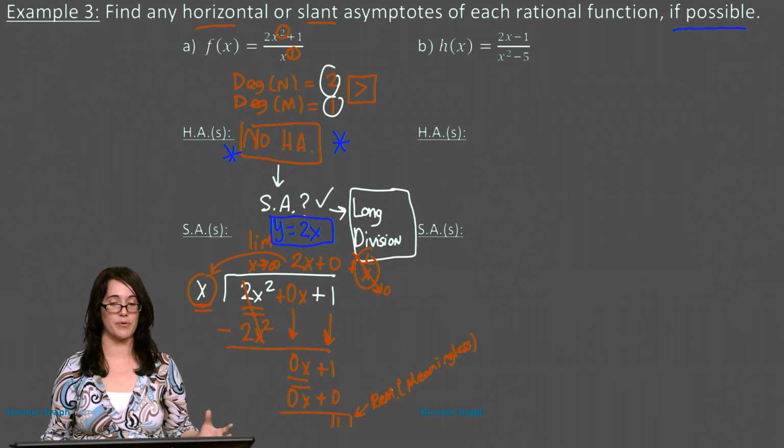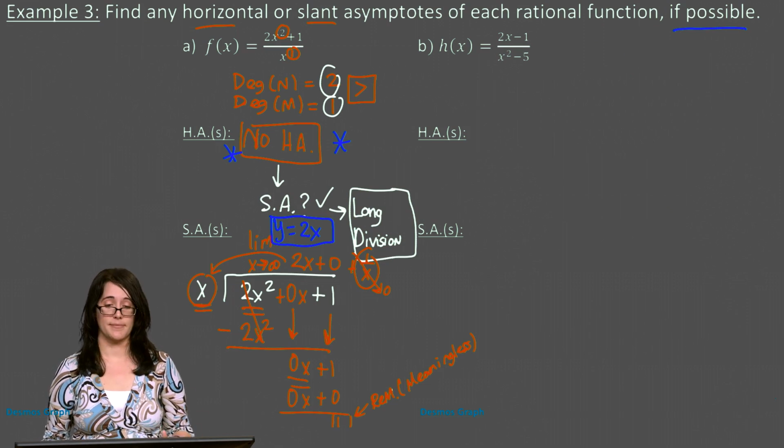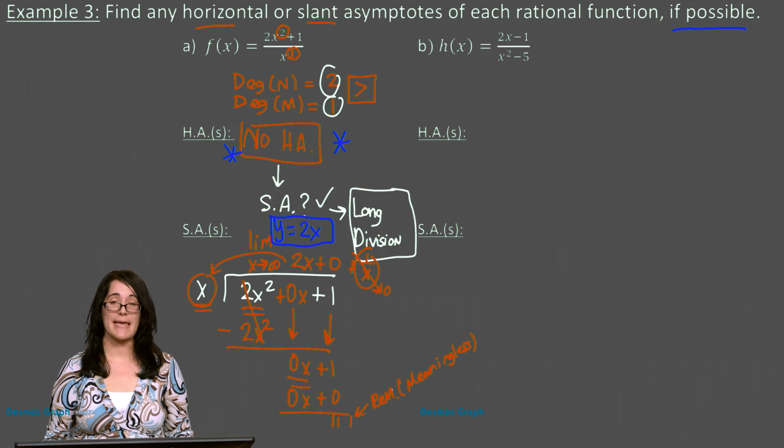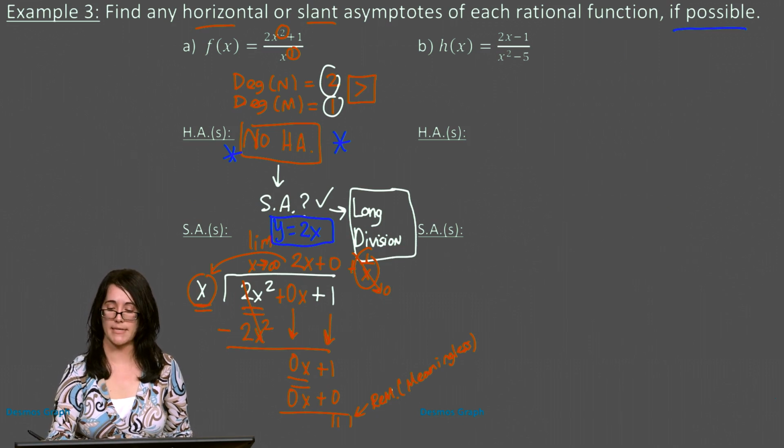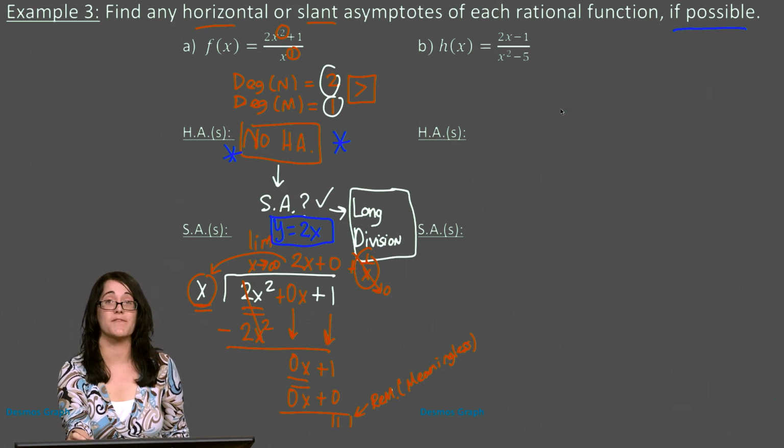So it's really nice when you put it all together. Okay, so we've done one example where there was no horizontal asymptote and a slant, okay? But what about the case in part B? In part B, we see h of x equals 2x minus 1 over x squared minus 5.